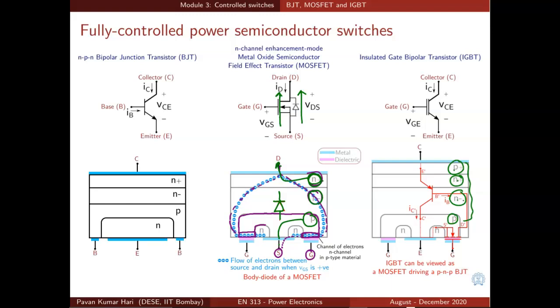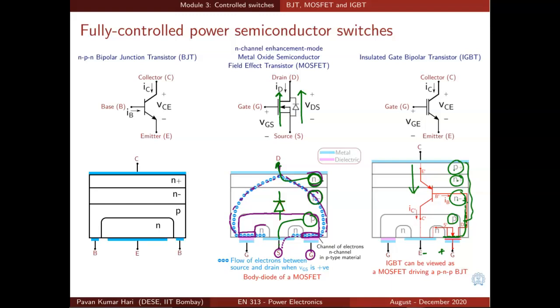The base of the transistor can be fed with current if this channel is activated, and that activation is done by applying a positive voltage across gate and emitter. So when you apply a positive voltage across gate and emitter, a channel of electrons is formed. So electrons can flow from emitter to this N minus region, which is the base of this PNP transistor. So the current conduction can happen from collector to emitter.